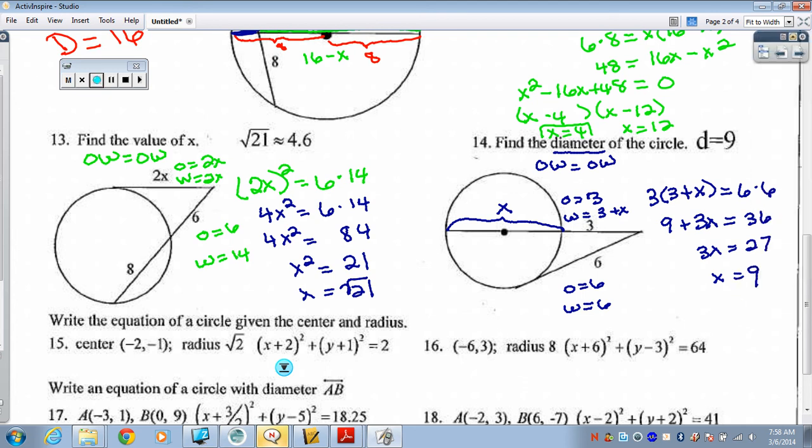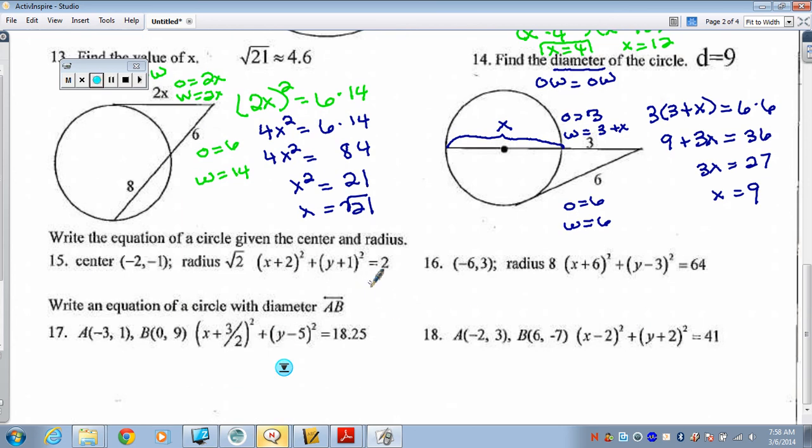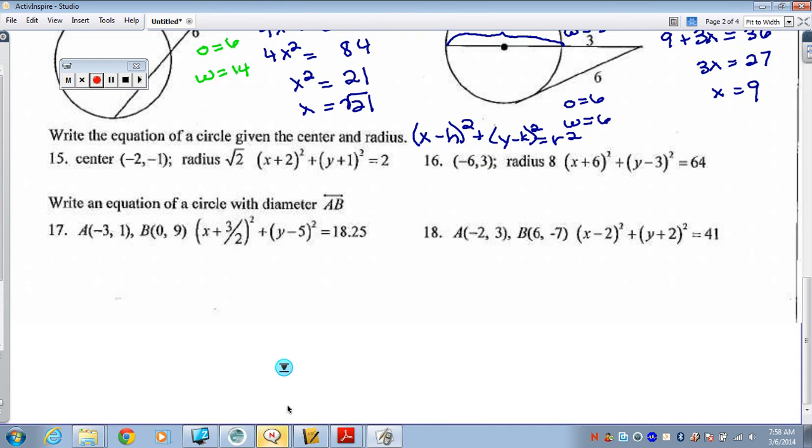All right, next one. You have the answer right here. Remember the equation of a circle: x minus h squared plus y minus k squared equals r squared. You're going to put this as it is into this equation. Notice the answer is right here. So you've got x minus negative 2 squared plus y minus negative 1 squared equals the square root of 2 squared. And voila, there's your answer.